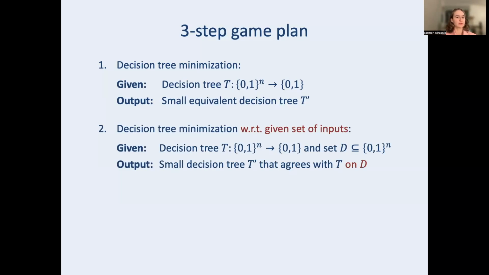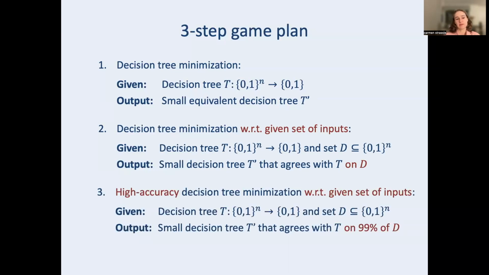And we're going to make this problem a little bit easier algorithmically. So instead of requiring the algorithm to fully agree with T on the entire domain, now we just have this small set of inputs, D, and the decision tree T prime only has to agree with T on this small set of inputs, D.